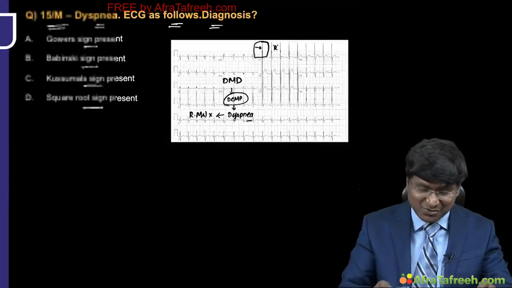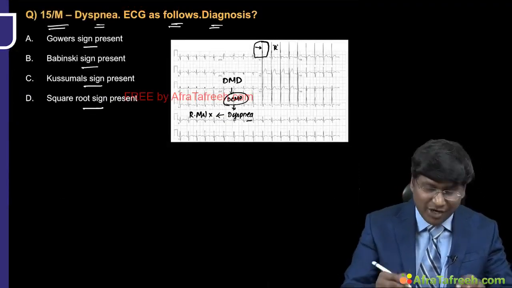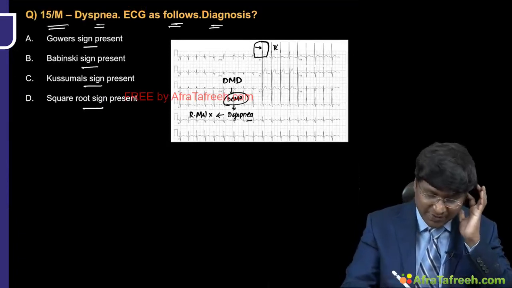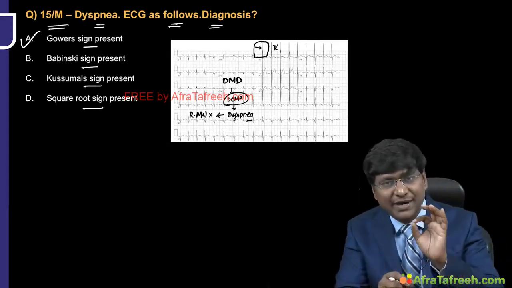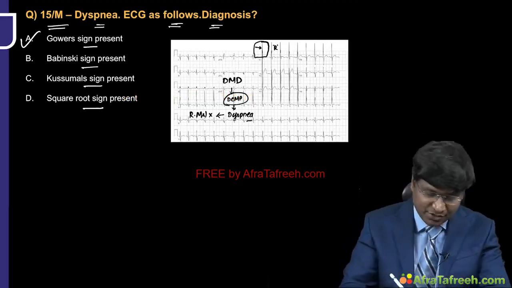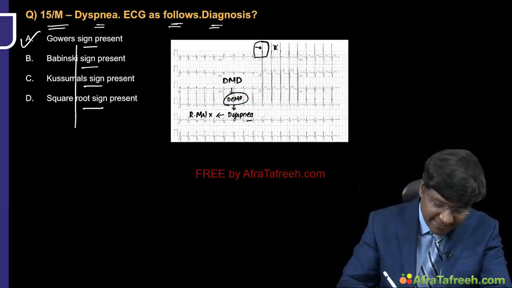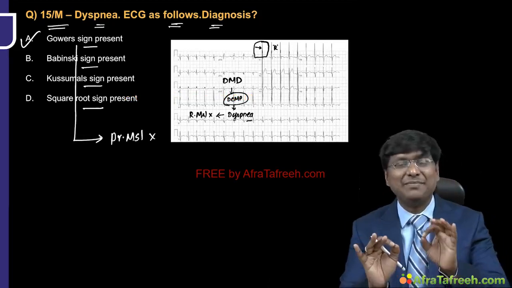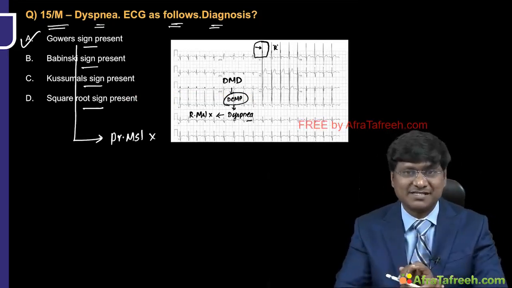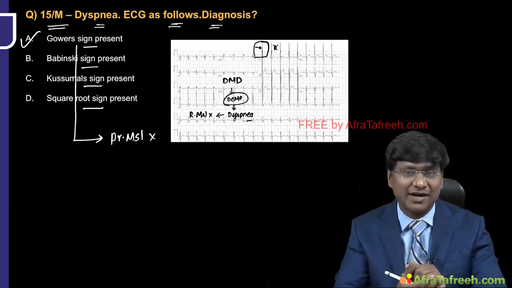Now, in patients with Duchenne's muscular dystrophy, what is the sign that you will come across? You will come across this Gower sign. So what is this Gower sign and why do you get this Gower sign? These patients with Duchenne's muscular dystrophy develop proximal muscle weakness. That is, there will be weakness of the quadriceps muscle, right? There will be weakness of the quadriceps muscle.